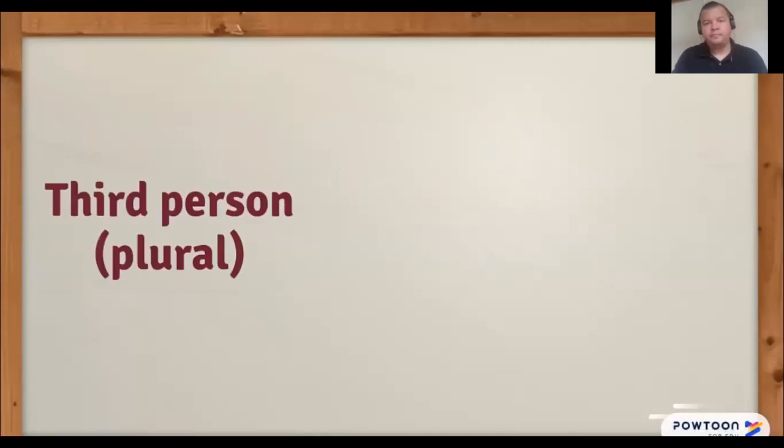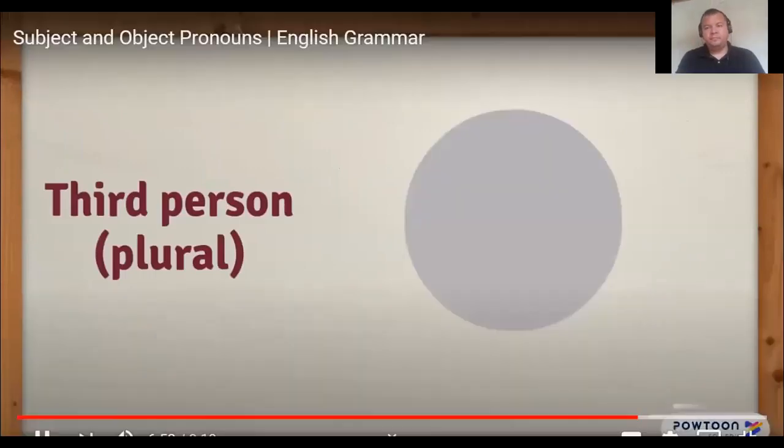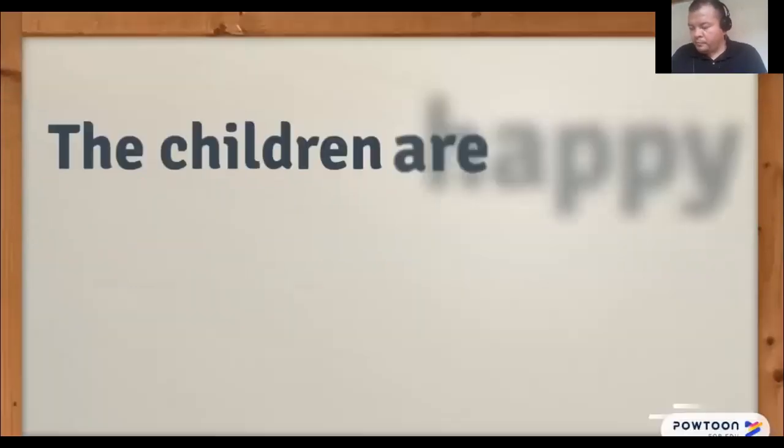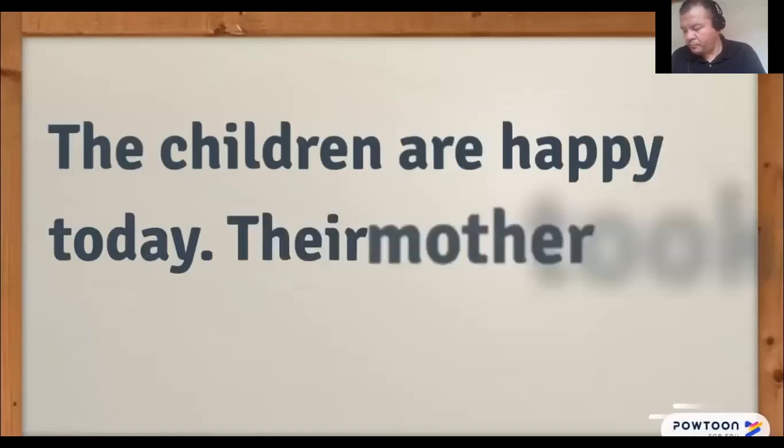As for the object pronoun in the third person plural, then we use them. For example, the children are happy today. Their mother took them to the park.